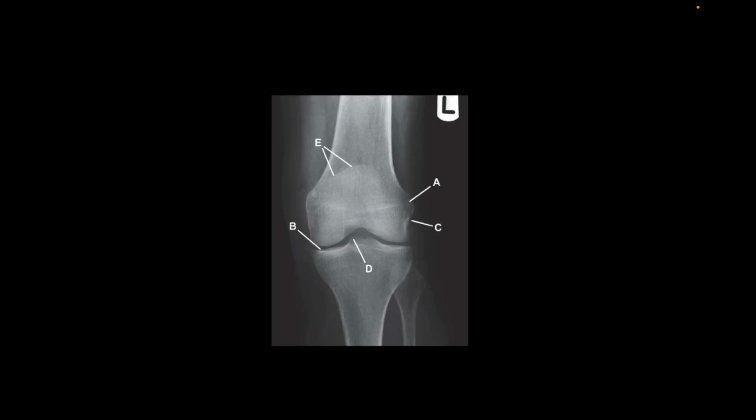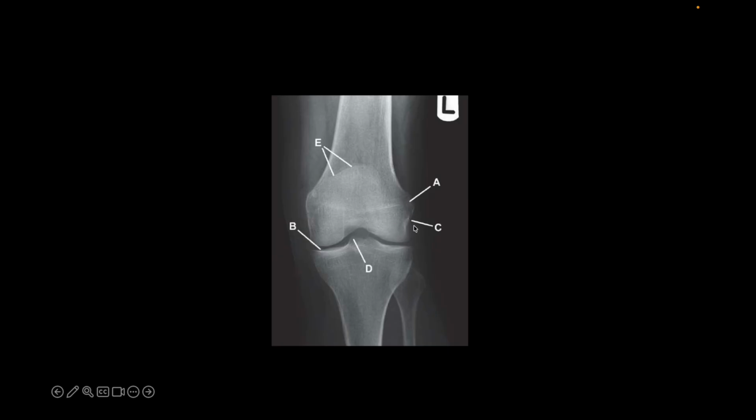Let's look at some cases. So this is an X-ray. It's been labeled left, so you have to say left in the exam. A is your lateral femoral epicondyle. This entire thing is the condyle. This small protuberance is the epicondyle. This is an epicondyle as well.